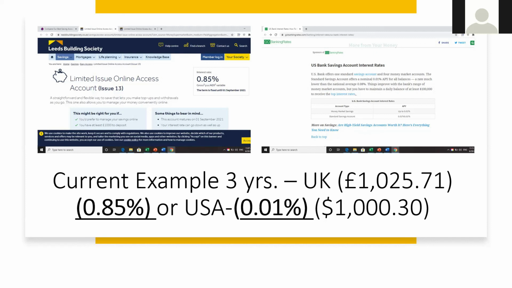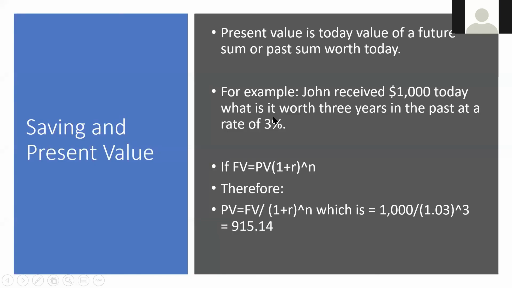But we're going to look at another principle here. Okay, so let's look at this other principle. Before we look at that other principle of inflation, we're going to look at present value, and then we move to that particular principle. Okay, so present value is today's value of a future sum or a past sum worth today. So for example, John receives 1,000 today. What is it worth 3 years in the past at a rate of 3%?